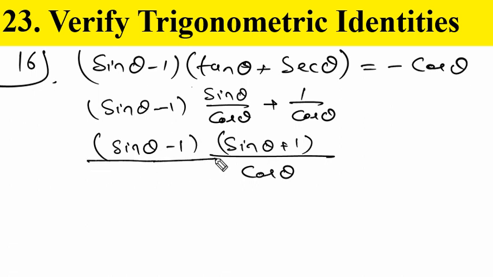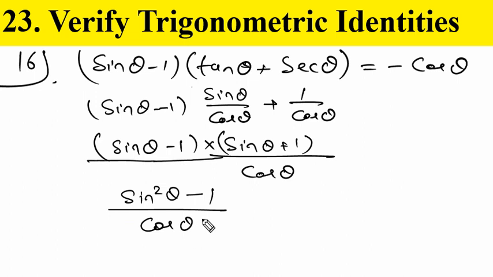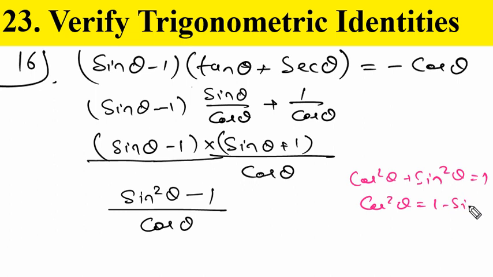Okay, now this is all we have. Now if you see here, this is (a minus b) multiplied by (a plus b), right? (a minus b) multiplied by (a plus b) will give you a square minus b square. So sine square theta minus 1 square, over cos theta. And now again we need to think from here that cos square theta plus sine square theta is 1. Cos square theta is 1 minus sine square theta. Now here, this is sine square theta minus 1 and this is 1 minus sine square theta.